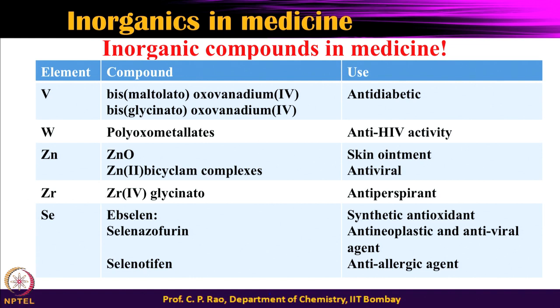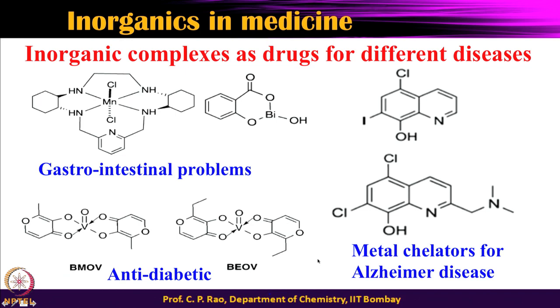Then the polyoxometalates, anti-HIV activity. Zinc oxide, zinc bicyclam complexes, they are all like skin ointment, antiviral, etc. Zirconium, the glycinato, antiperspirant. Selenium, we have seen recently that is the commercial kind of thing. Selenazofurin, selenotifen. What are these? These are antioxidant antidotes. So, antiviral, antioxidant, anti-allergic things that you use.